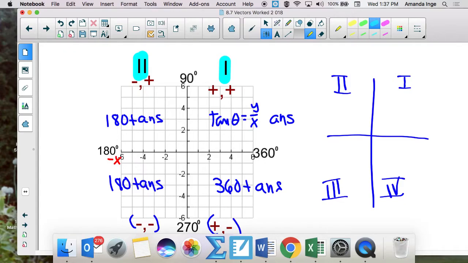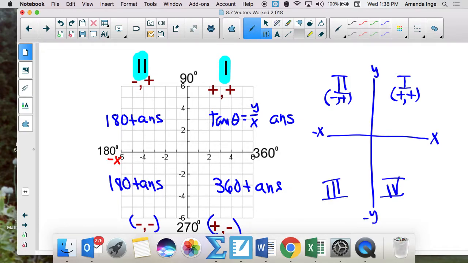Okay, so the next thing I want to remind you all of, which you would have done in Algebra 1, is that if you're in quadrant 1, both your x and your y are positive. If you're in quadrant 2, your x value is negative, your y value is positive, because you're on the negative side of the x-axis.